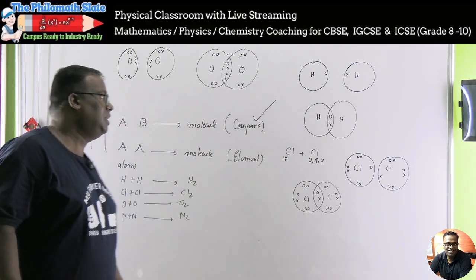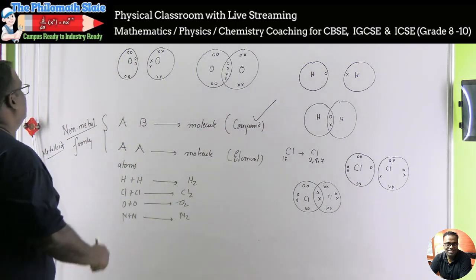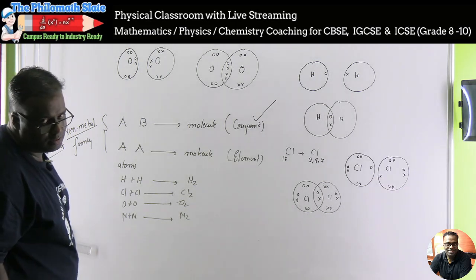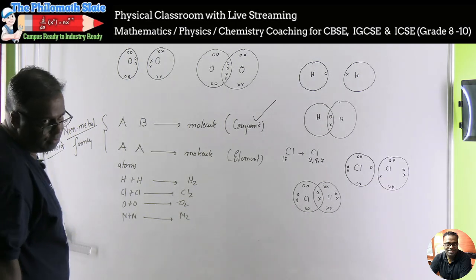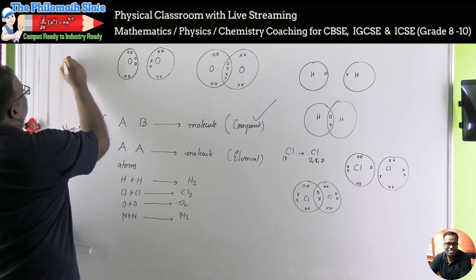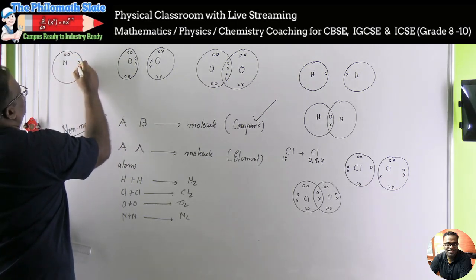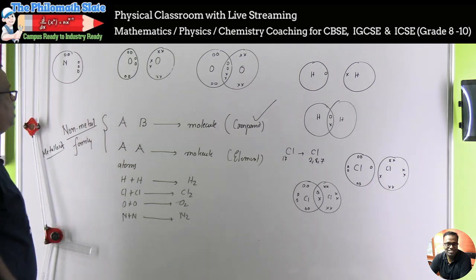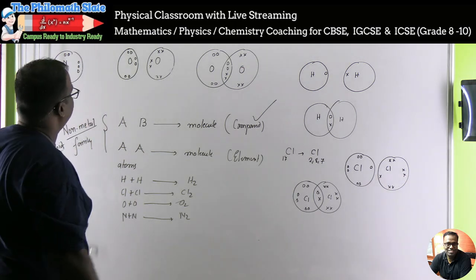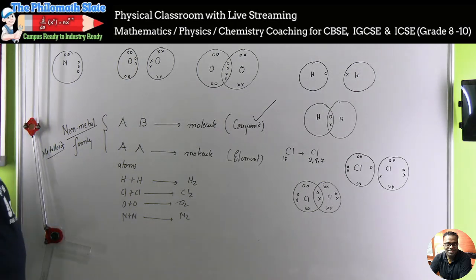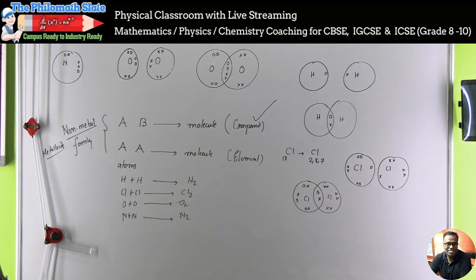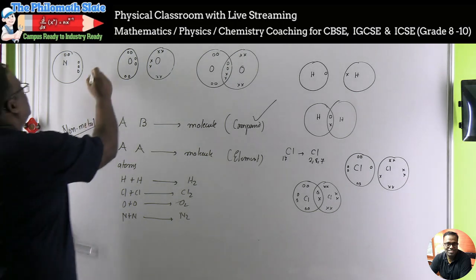ठीक है? अब आइए नाइट्रोजन को देखते हैं. Nitrogen, what is the atomic number? 7. That means 2, 5. Right? 2, 5. So let's make for nitrogen. This is nitrogen. 1, 2, 1, 2, 3. Right? नाइट्रोजन का एटॉमिक नंबर कितना है? 7. सो आउटरमोस्ट इलेक्ट्रॉन्स आर 5. तो 5 हो गए, 5 बनाए हैं ऐसे. ठीक है. अनदर नाइट्रोजन ले लें यहां पे.